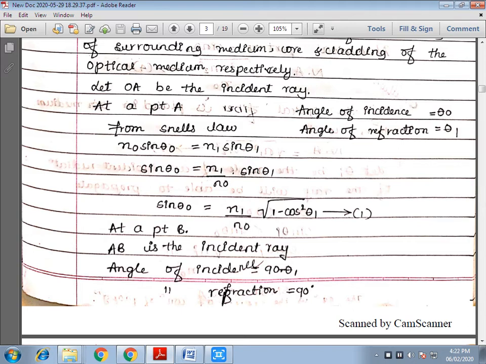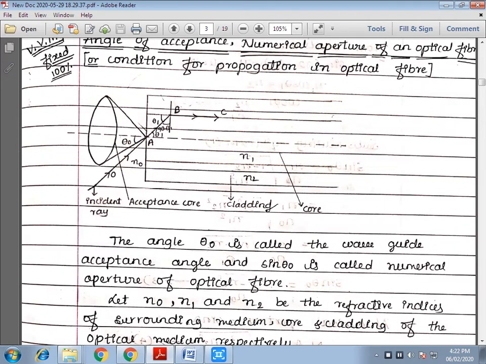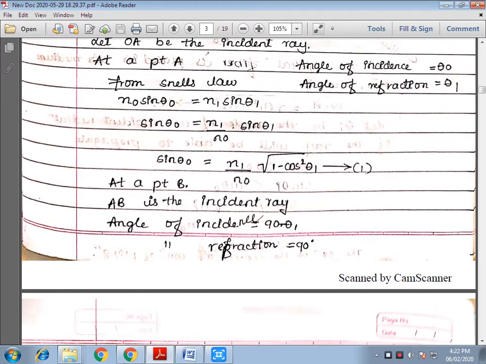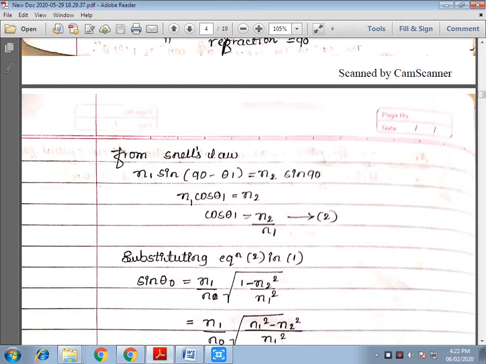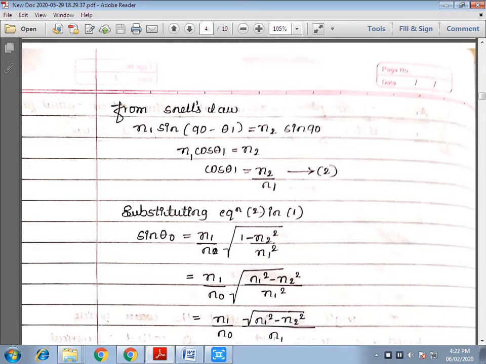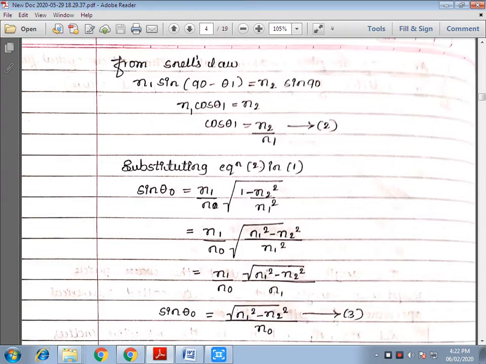At point B, AB is the incident ray, the angle of incidence is 90 minus theta 1, and the angle of refraction is 90 degrees. From Snell's law, n1 into sine of 90 minus theta 1 is equal to n2 into sine 90. N1 into cos theta 1 is equal to n2, so cos theta 1 is equal to n2 by n1. That is equation number 2. Substituting equation number 2 in equation number 1, we get sin theta naught is equal to n1 by n naught into root of 1 minus n2 square by n1 square.